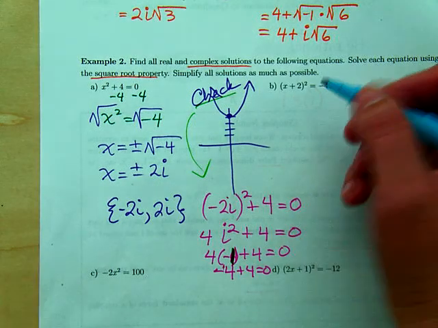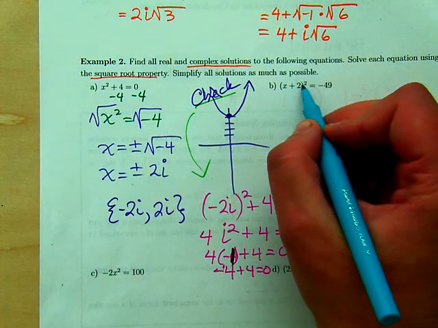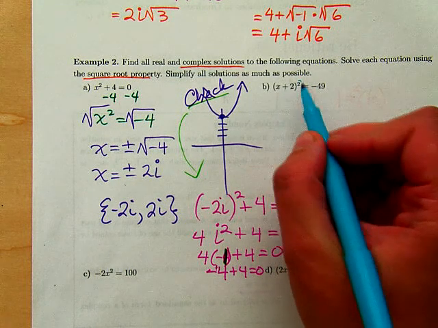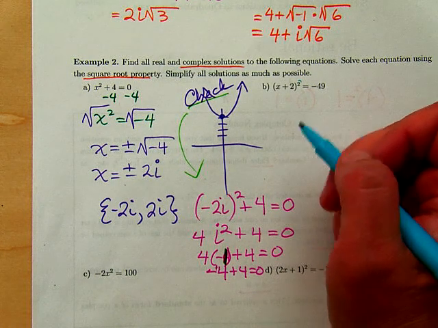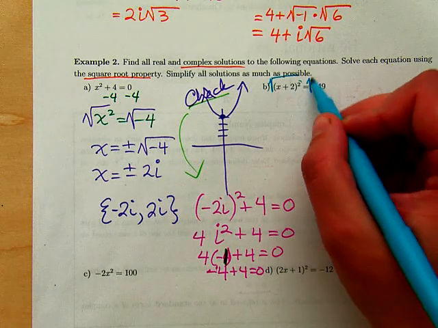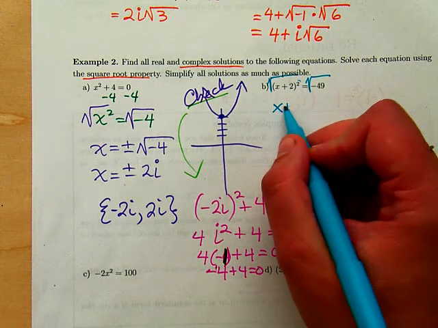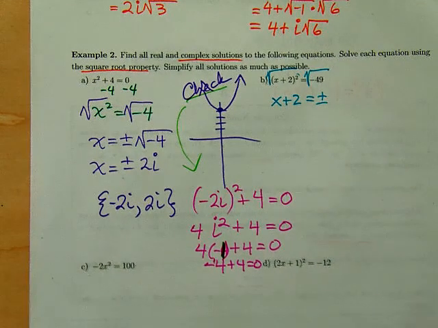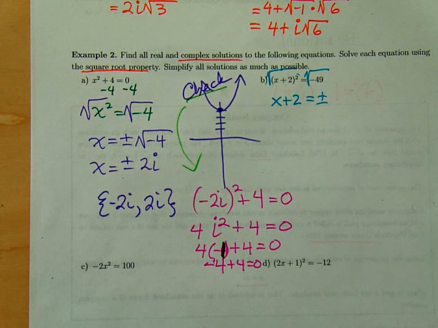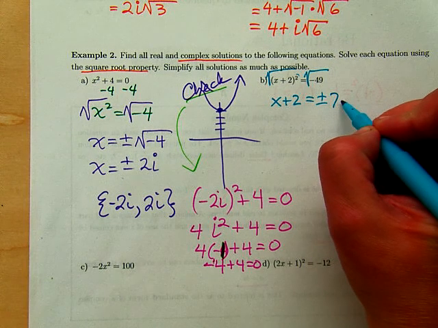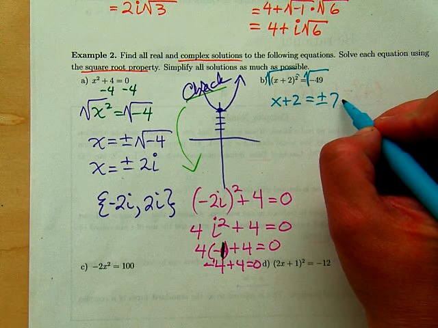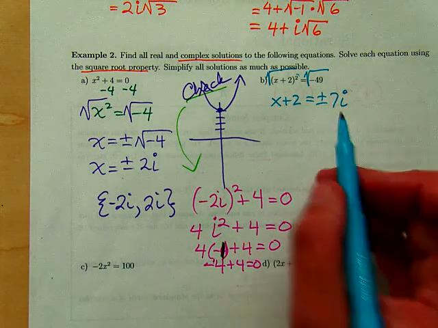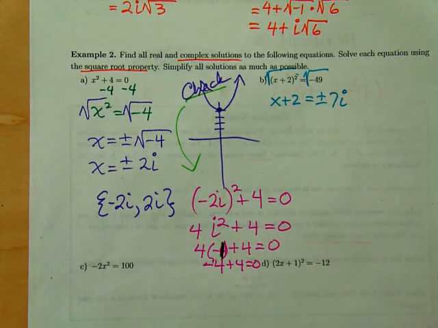So because we have isolated the perfect square, we can use the, what can we do to undo the squaring here? Square root, right? Square root. X plus 2 equals plus or minus, what's the square root of negative 49? 7i. Right, because of that negative. Anytime you take the square root of a negative, you're going to get the i, right?